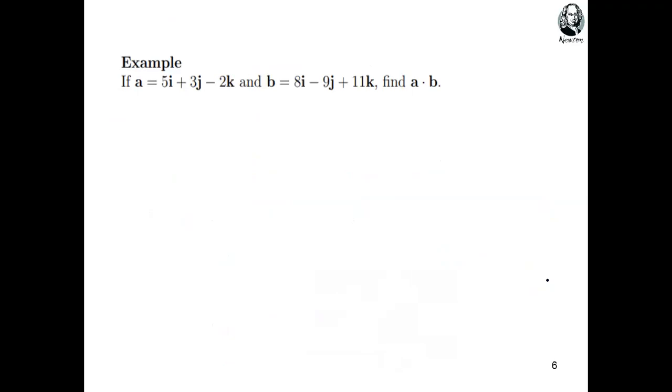Okay. For example, again two vectors are given, a and b. So how can we find a dot b? So i with i, 5 multiplied with 8, 40. j with j, the sign is minus, so 3 multiplied with 9 equals 27. Same for k with k, so minus 2 multiplied with 11 equals minus 22. You can simplify this one. 40 minus, add these, 27 and 22 equals 49.